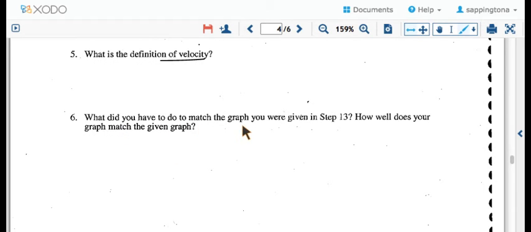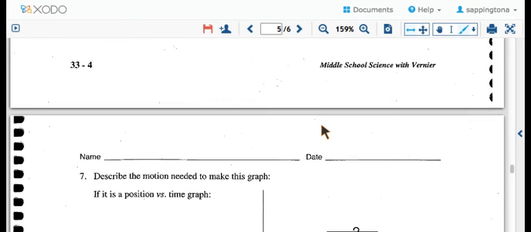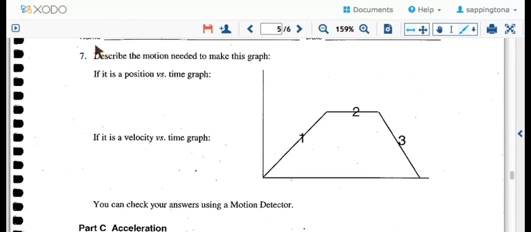What did you have to do to match the graph you were given in step 13? Remember, talk about the specifics of what you had to do. How fast were you going? Which direction were you going? Were you standing still? How far away were you? Those types of things. Next, this one, describe the motion needed to make this graph.